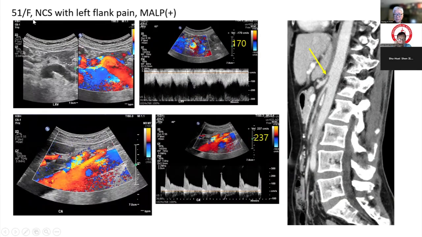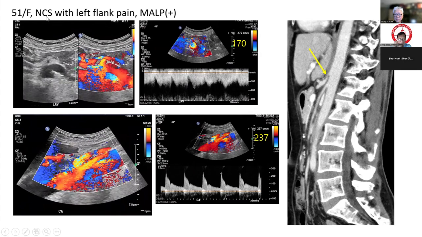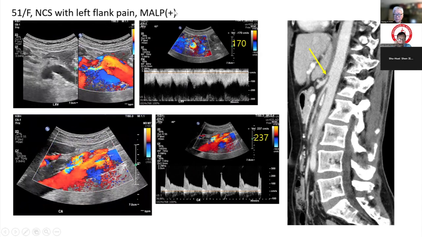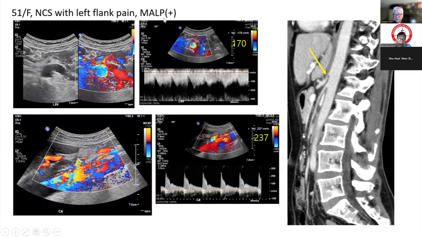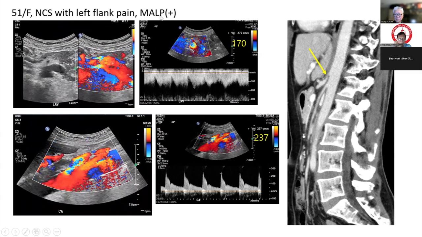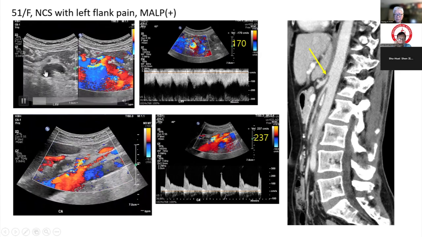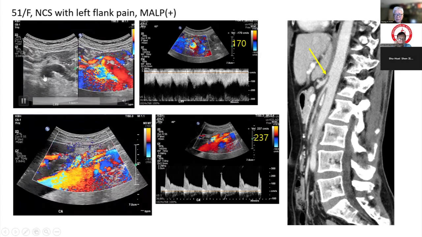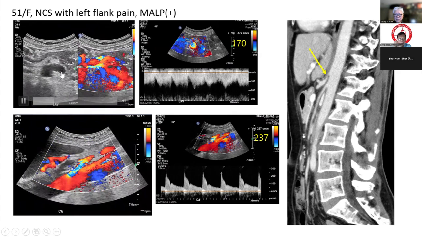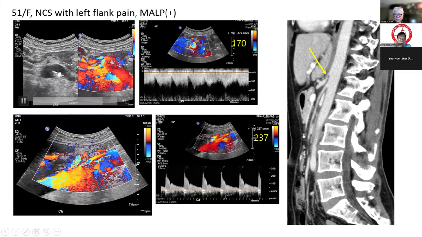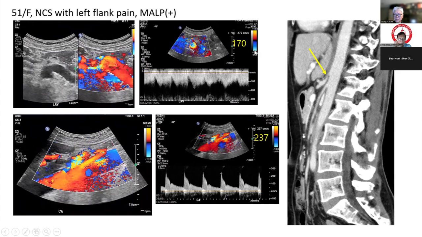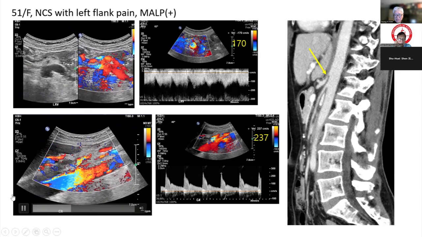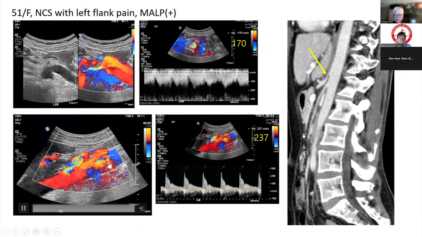Another patient had a nutcracker and also had the median arcuate ligament compression phenomenon, but did not have any symptoms. The compression of the left renal vein is very severe, with a dilated left renal vein and bright colored jetting, 170 flow velocity. This is the aorta.